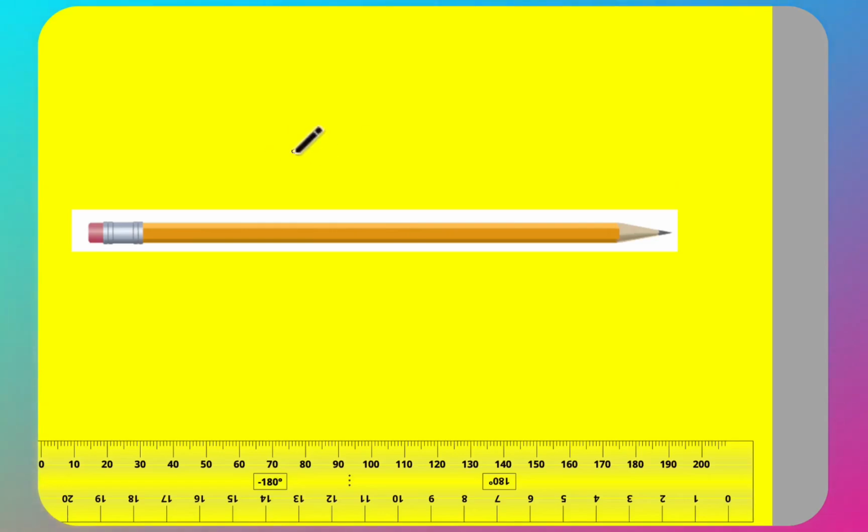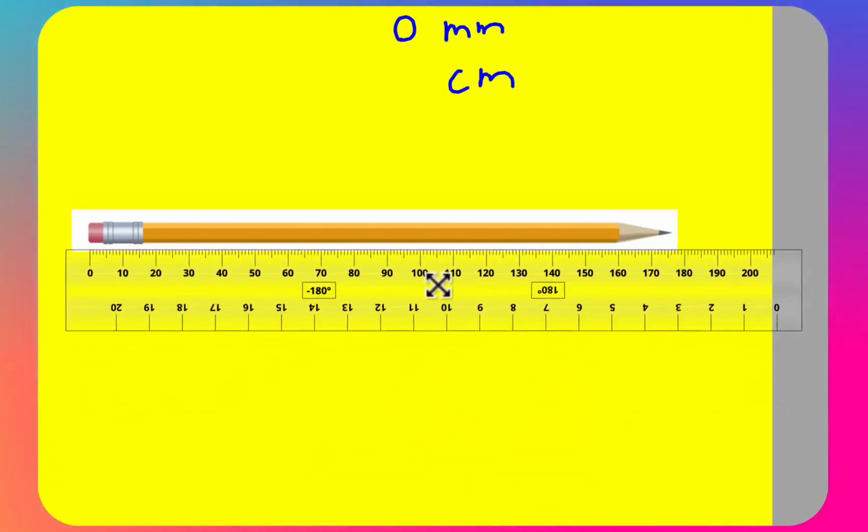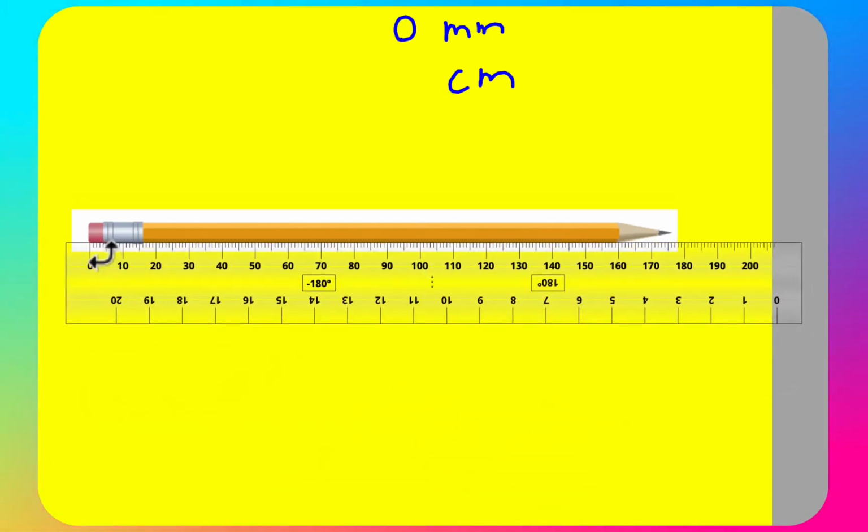Here we have a normal pencil. I want you to guess what length you think this pencil will be in both millimeters and centimeters. Remember, when it comes to millimeters, we'll just be adding a 0 at the end. Pause the video now and take a guess. Starting here at 0 at our rubber, figuring out across what our measurement is, we find that our pencil is equal to 175 millimeters.